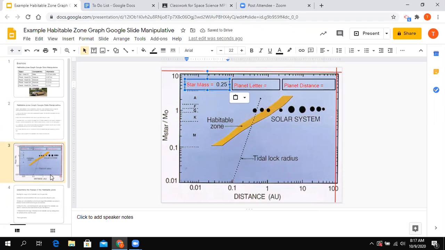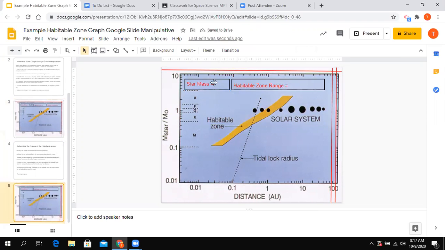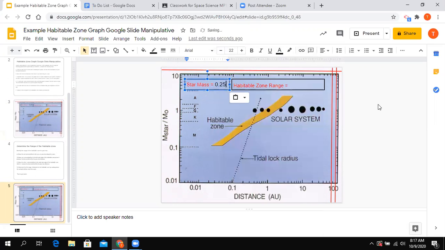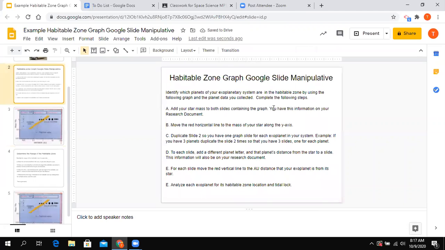Okay, and then there's a second graph. I'm going to do the same thing. Right there. And then the next thing I'm going to do is move the red horizontal line to the mass of my star along the y-axis.